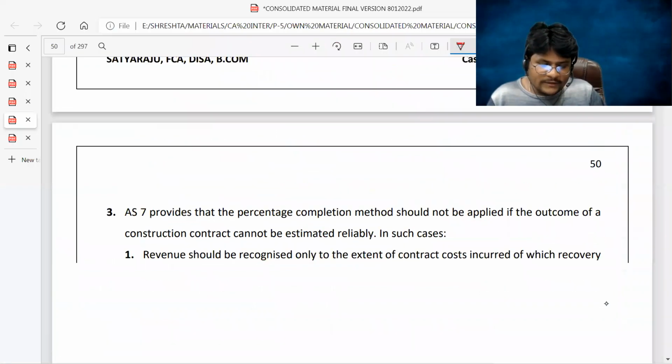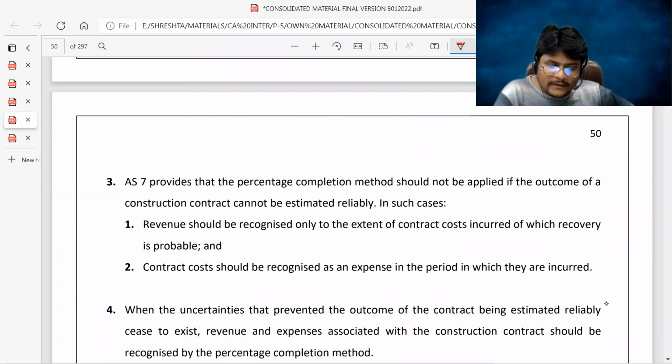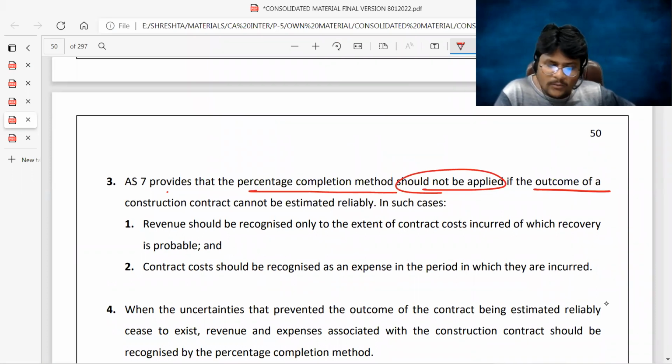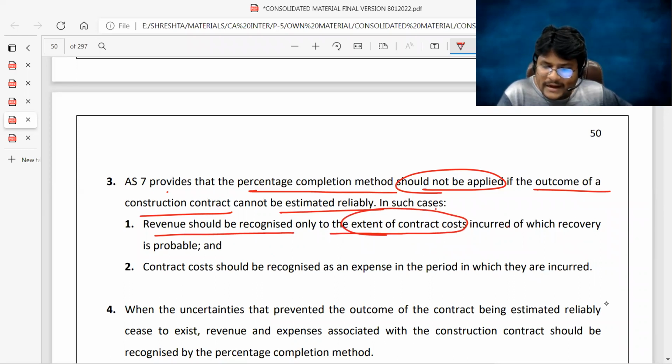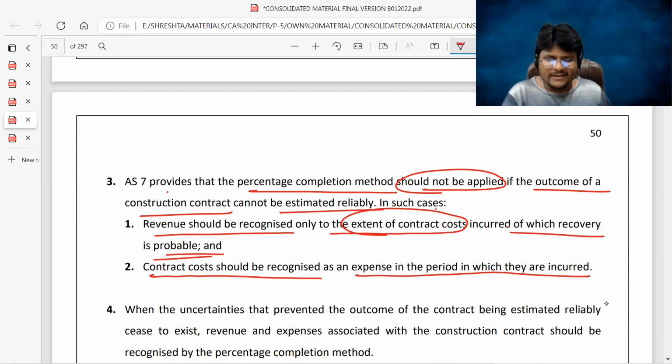Now let me continue the discussion, guys, all of you. AS7 provides that percentage of completion method should not be applied if the outcome of a construction contract cannot be estimated reliably. In such cases, revenue should be recognized only to the extent of contract cost incurred of which recovery is probable. Contract cost should be recognized as an expense in the period in which they are incurred. It is talking about contract cost, how much contract cost we are recognizing in a particular accounting period, that is to the extent of the actual contract cost.